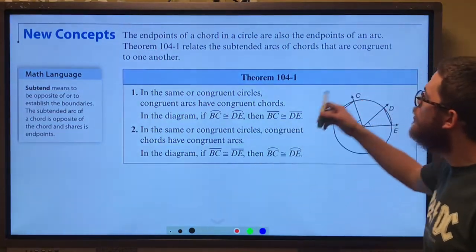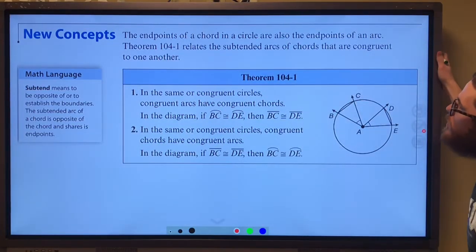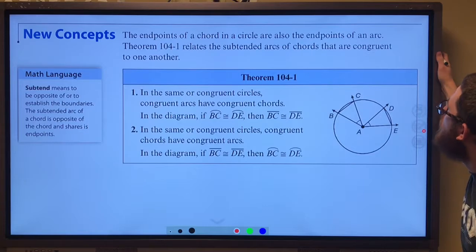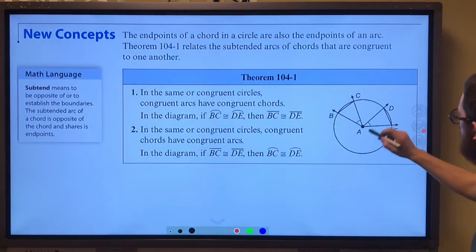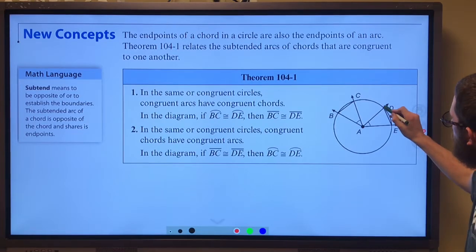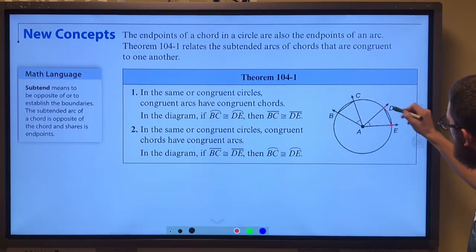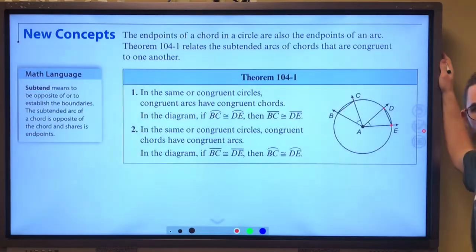All right, so if you remember, the endpoints of a chord in a circle are also the endpoints of an arc. Right? I mean, it makes sense. The endpoints of a chord would also be the endpoints of an arc because the endpoints of a chord are on the circle.